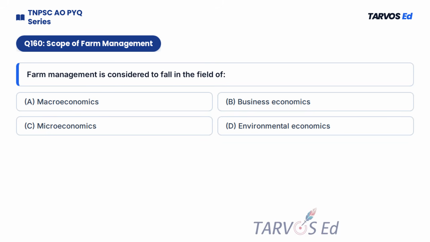Our next question is also on farm management. Farm management is considered to fall in the field of option A, macroeconomics; option B, business economics; option C, microeconomics; option D, environmental economics. The correct option is option C, microeconomics. Again, there is a table in Subba Reddy book. You can refer to that book.